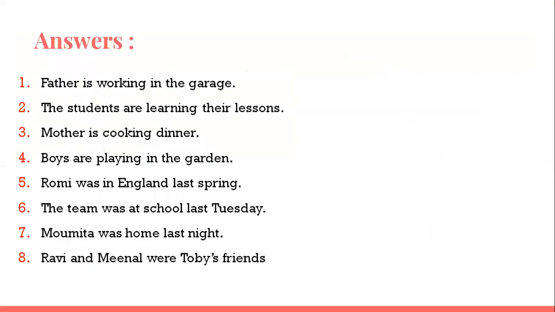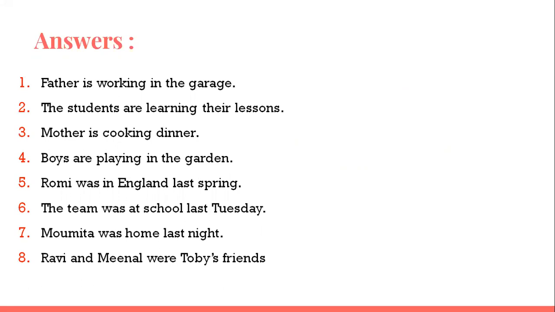Now let's try this. Father is working in the garage. The students are learning their lessons. The mother is cooking dinner. Boys are playing in the garden. Romy was in England last spring. The team was at school last Tuesday. Momita was home last night. Ravi and Meenal was Toby's friends. Was will become were. Ravi and Meenal were Toby's friends.